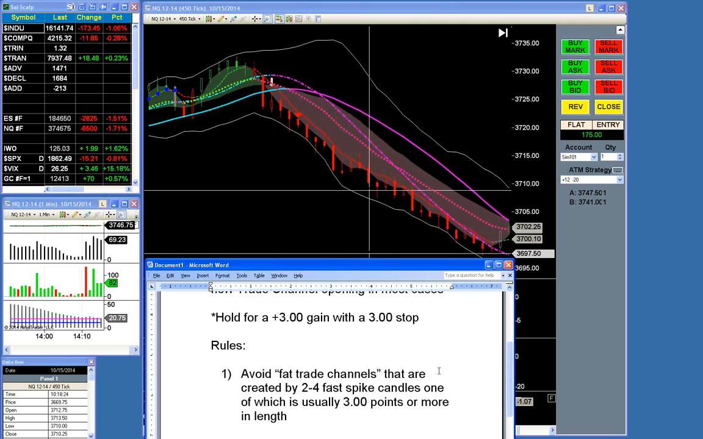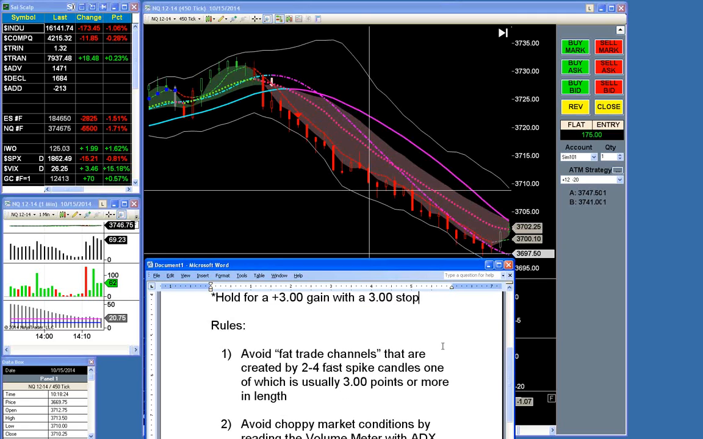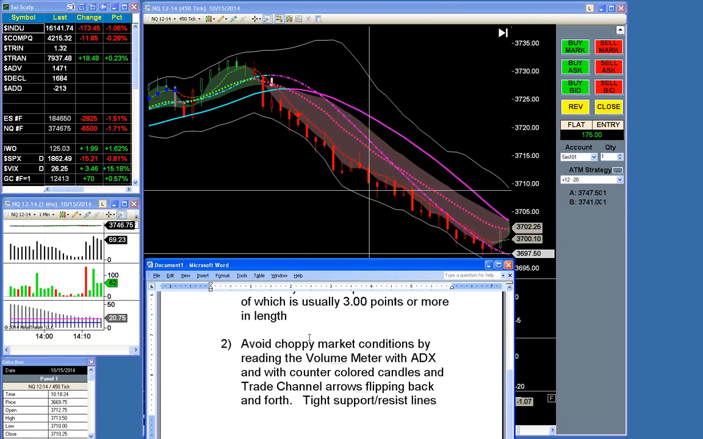Avoid the fat trade channels, which are always created by 2 to 4 fast spike candles. One of those candles is usually 3 points or more. And avoid choppy market conditions by using the volume meter. Volume was trading 300, 400 average 4-period contracts, and it dropped down to 120. Yikes. That's going to be a choppy market, practically guaranteed.